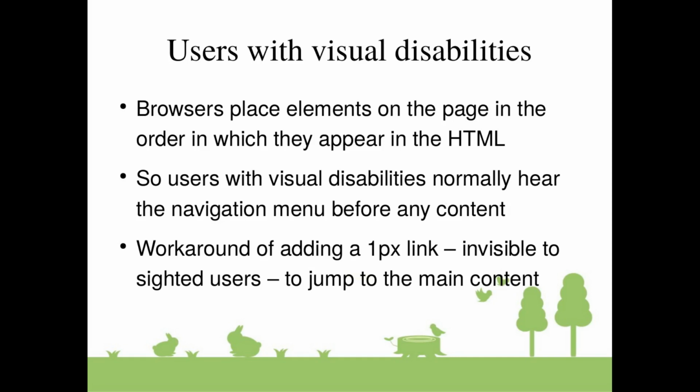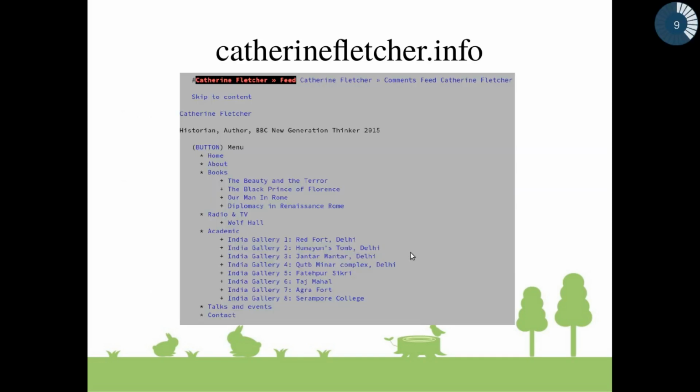By setting the line height of this link to 1 pixel, it is invisible to sighted users, but readable by screen readers. If you view catherinefletcher.info in a browser, you will see no mention of the link "skip to content" at the top of the web page, but a screen reader presents it to the user.